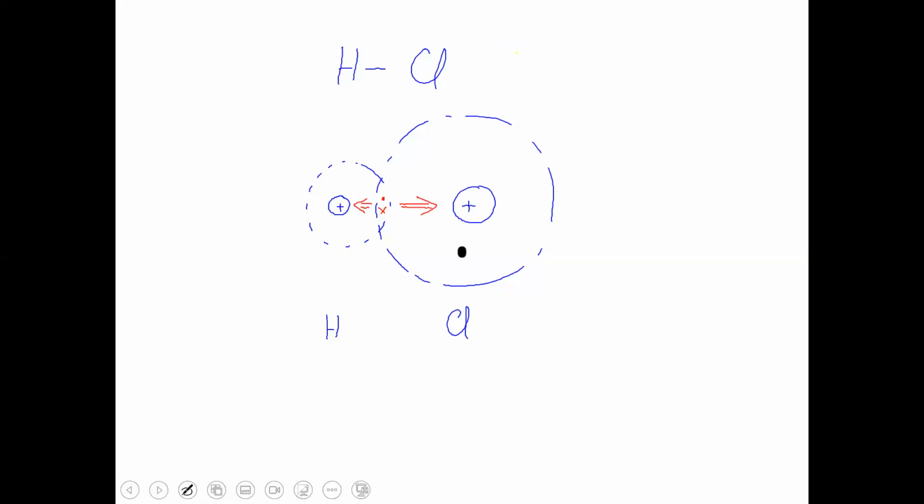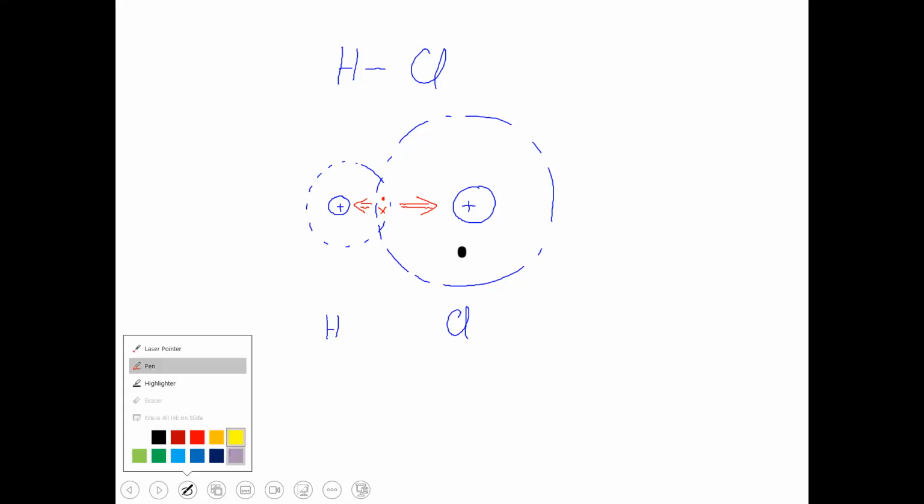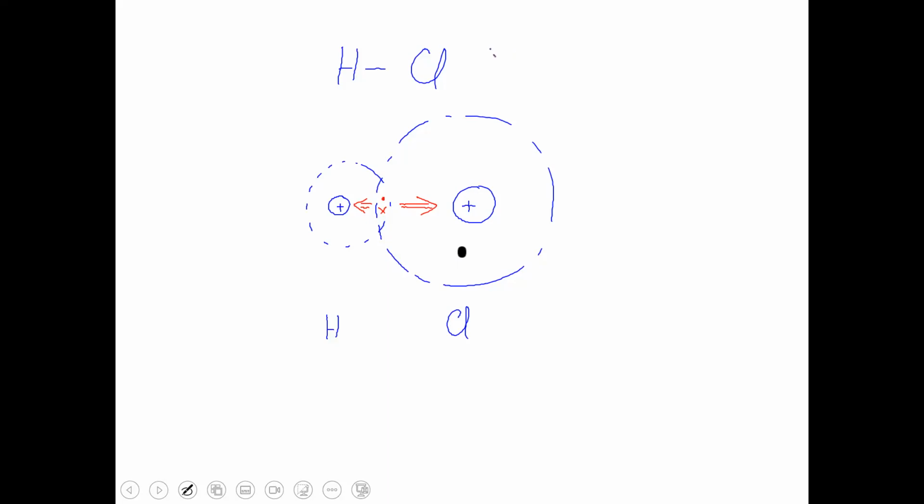Now you can guess one thing. What is the atomic number of chlorine? Atomic number of chlorine is 17. What is the atomic number of hydrogen? It is 1. It means this nucleus has a charge +1. This nucleus has a charge +17. This is a lone pair with a charge -2. Now, can you guess, chlorine or hydrogen, who will attract the shared pair more effectively?